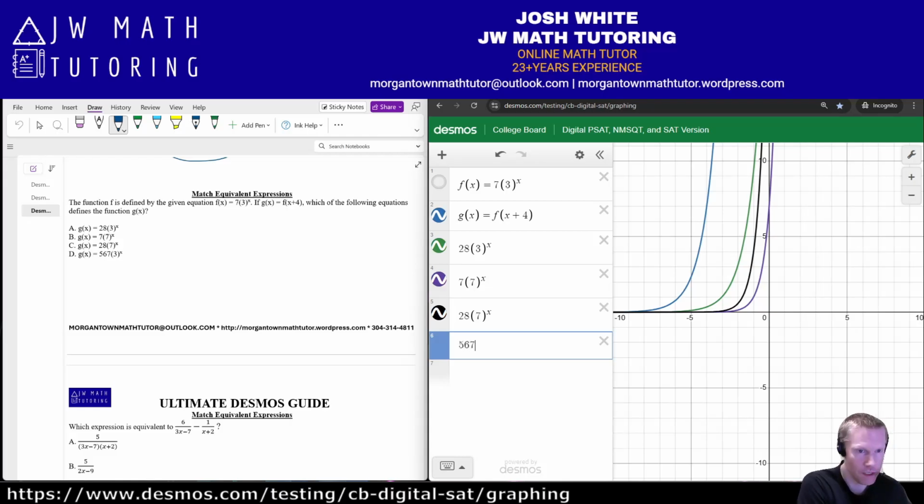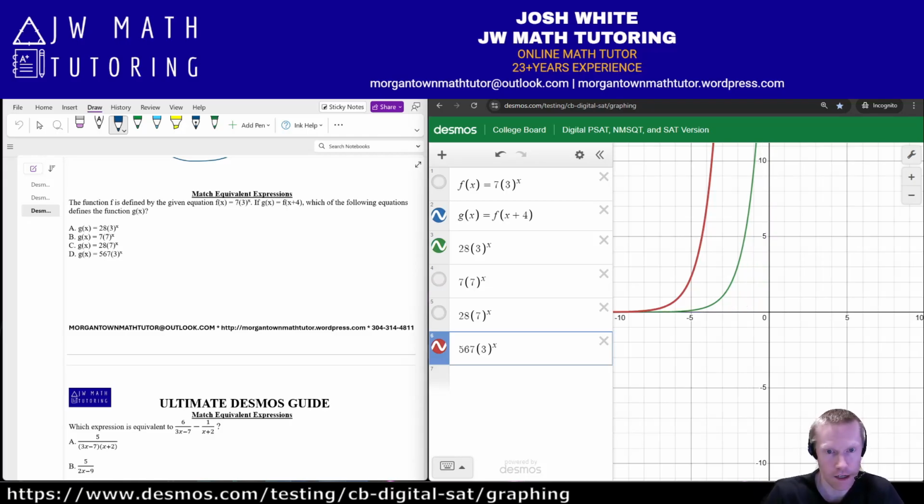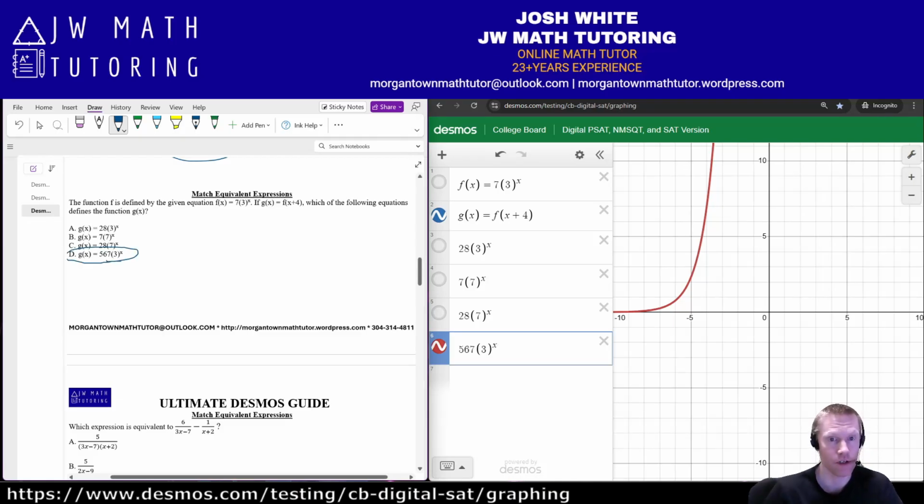Looks like it's going to be D, and you can see here that it is. So notice if I hide these three right here, I only have one graph on the screen. That's because the red is overlapping the blue. So the correct answer to this problem is going to be letter D. This is the function that matches the original function f after it undergoes this translation.